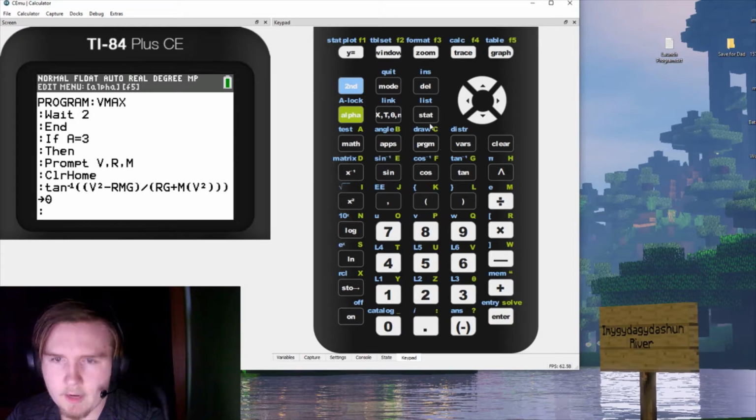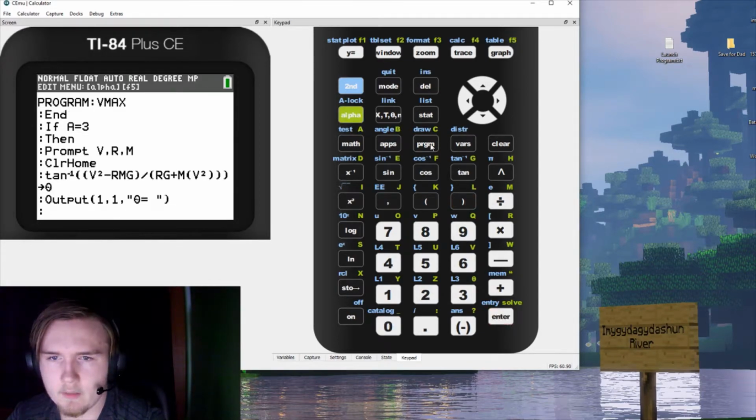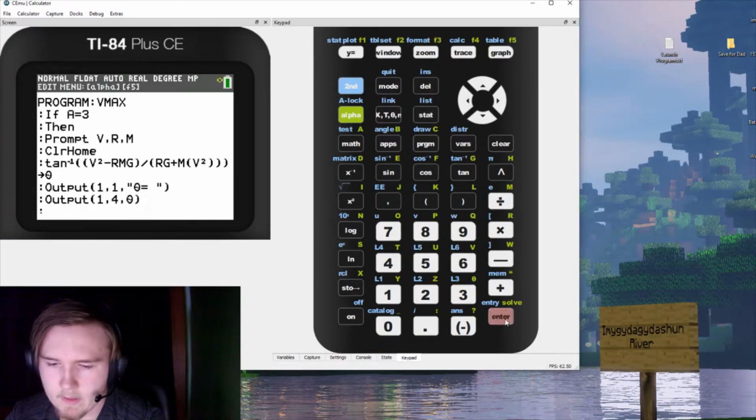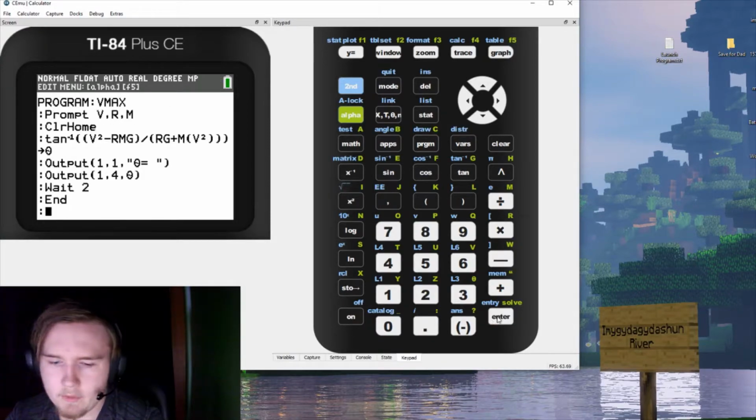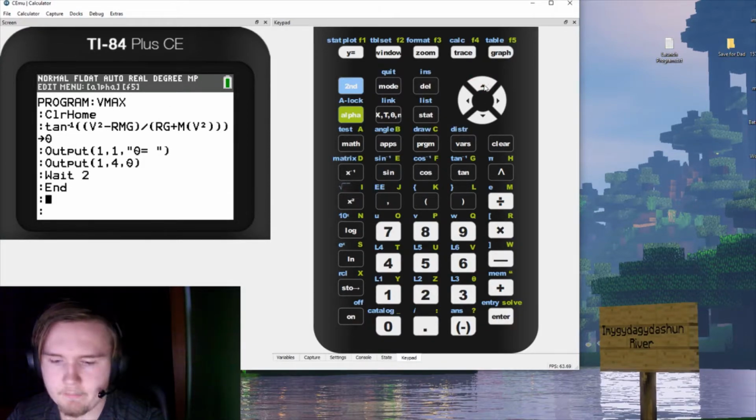And of course, we're just going to output it like we have previously. So again, 1, 1, or 2, 1 if you're in the non-color, and I'm going to say theta equals space, close that out, and then I'm going to output at 1, 4, theta. Then we're going to tell it to wait 2. Again, if you're on the non-color, you are going to want to say pause and nothing else after that. Then we're going to end that one, and we're on to the last one of this section.